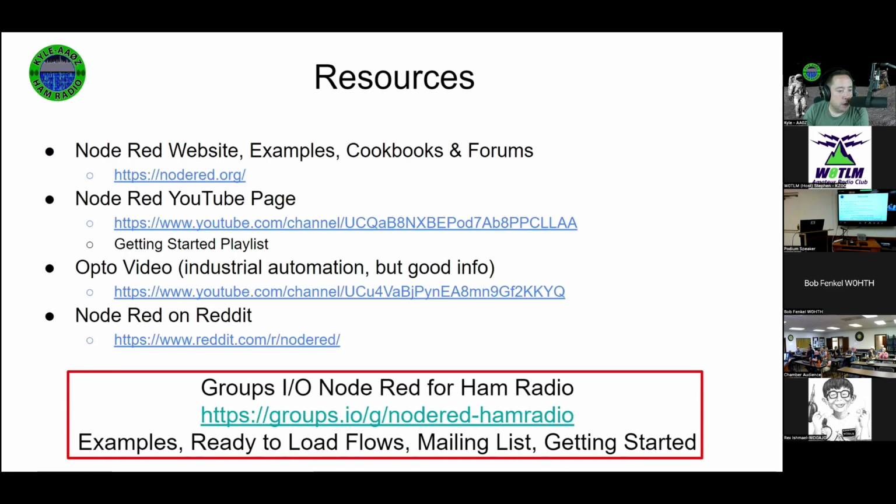Resources: nodered.org. Node-RED's got a YouTube page. It's okay, it's not the best. Opto has got a really good video series. They're an industrial Ethernet and automation company, but they make a lot of control interfaces with Node-RED, and they've got a lot of good information. And then there's also a Node-RED on Reddit, if you're into Reddit. But the holy grail is the groups.io for Node-RED for ham radio. 1,500 people. There are at least 3 or 4 topics that get discussed every single day. So if you have any questions whatsoever, go to that groups.io and join it.